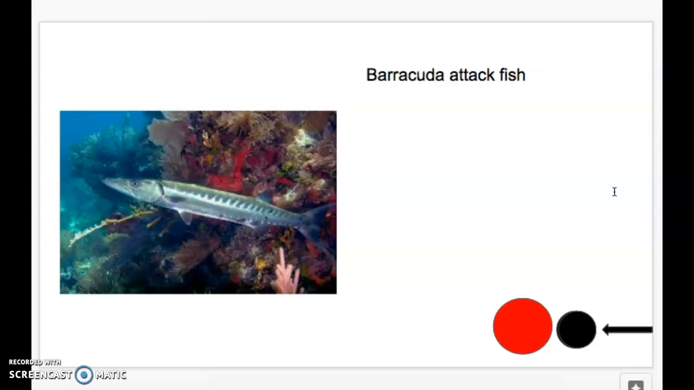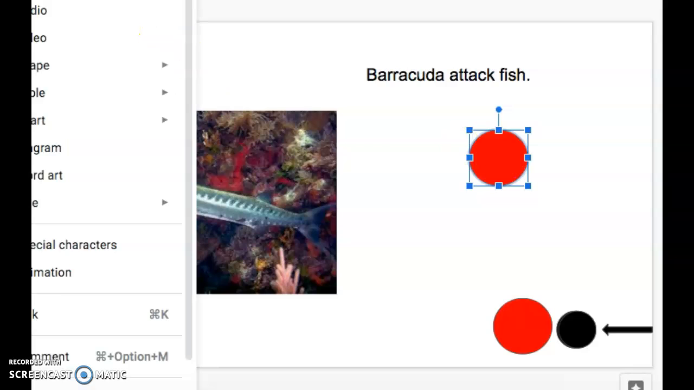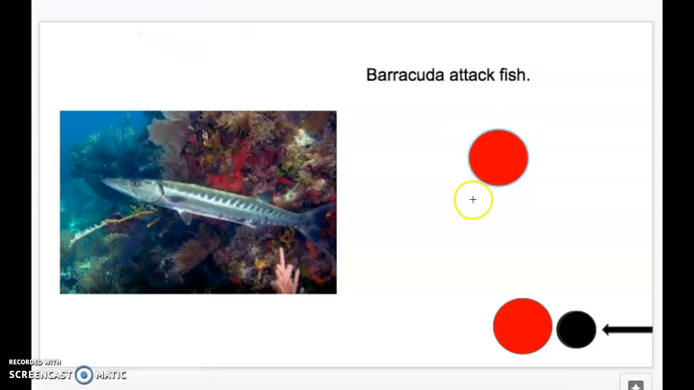Ooh, and here we have a ferocious fish for our second year friends in their research. A barracuda attack fish. So think again with our sentence, what is the first thing we go on a hunt for? The action. So I'm going to put out my red circle for my action. And now, what is our action? Attack. So beneath my red circle, I'll put the word attack.